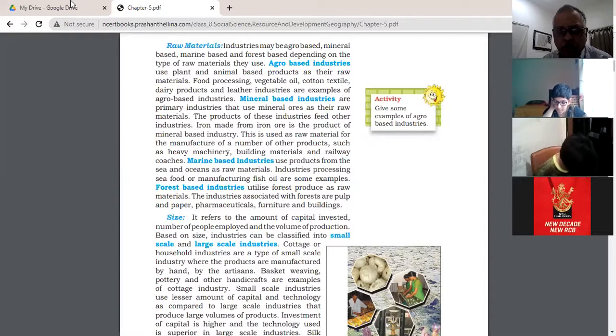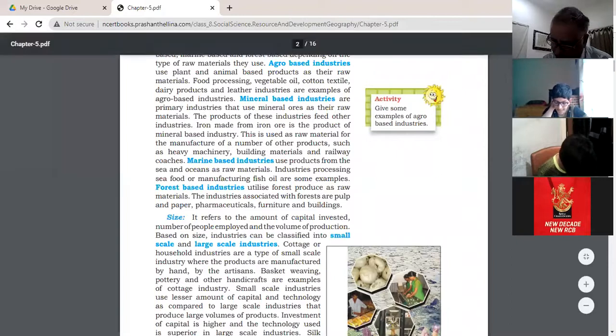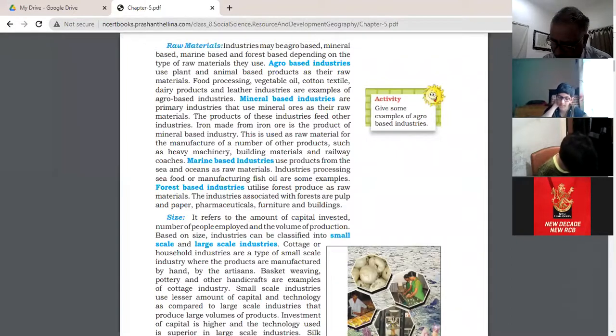Size. It refers to the amount of capital invested, the number of people employed, and the volume of production. Based on size, industries can be classified into small scale and large scale industries. Cottage or household industries are a type of small scale industry where the products are manufactured by hand by the artisans. Basket weaving, pottery, and other handicrafts are examples of cottage industry.